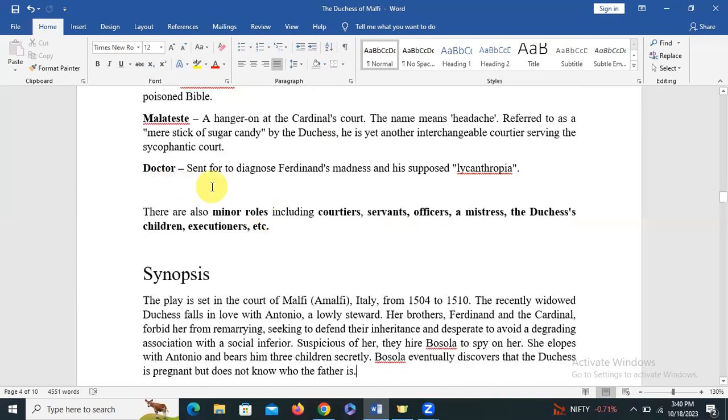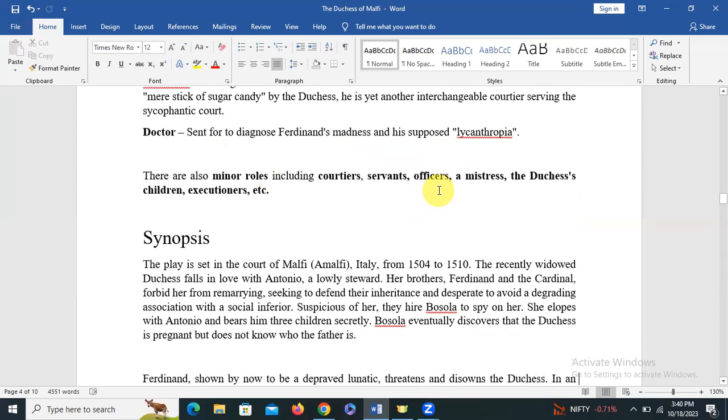Then there's the doctor, sent for to diagnose Ferdinand's madness and his supposed lycanthropia. And there are also minor roles, including courtiers, servants, officers, a mistress, the Duchess's children, and executioners, etc.